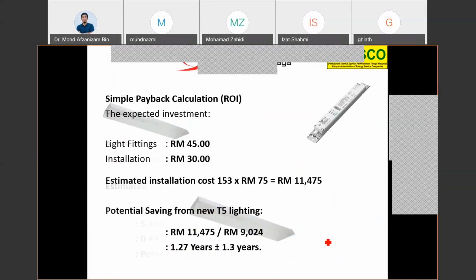Okay, and then go to the sample payback period. Fitting is 45 ringgit, installation is 50 ringgit estimated. Cost is 5.3 times 75, 11,000. And then with the potential saving from the new lighting, the payback is almost 1.3 years, 1 year plus. So after that 1 year plus or 1.3 years, you gain all the benefit from the installation of the T5.